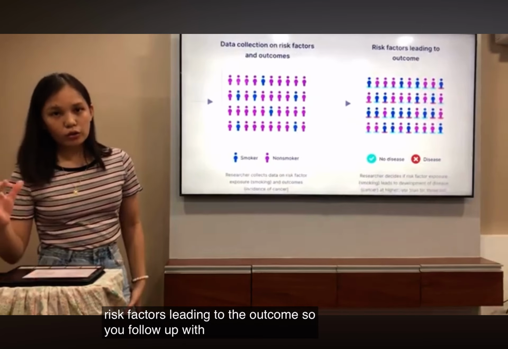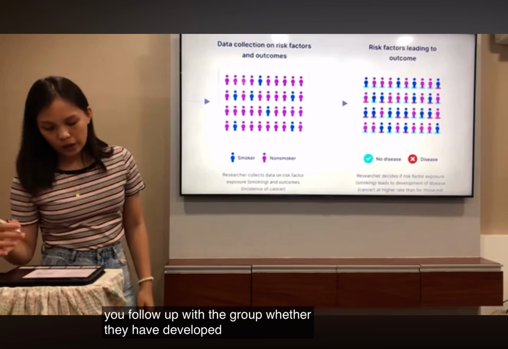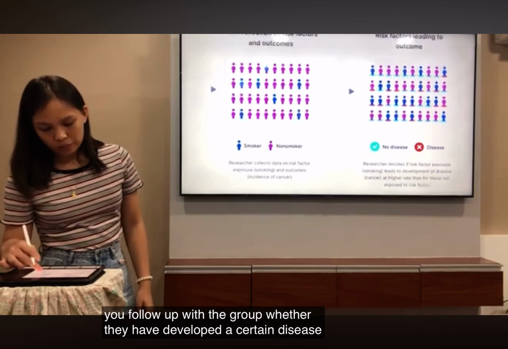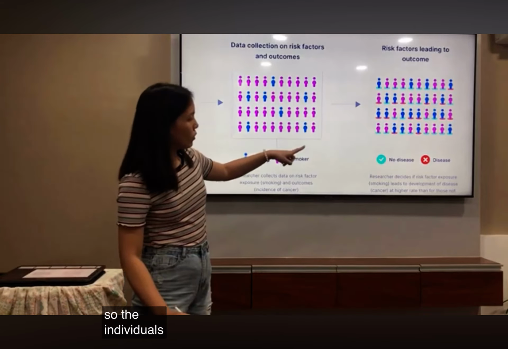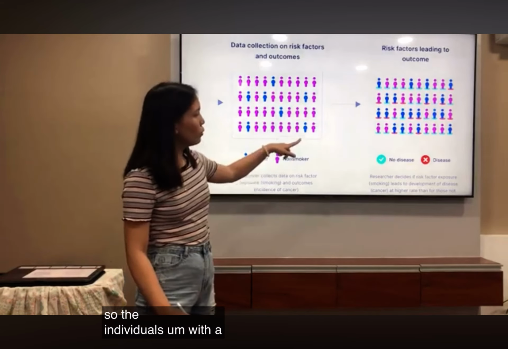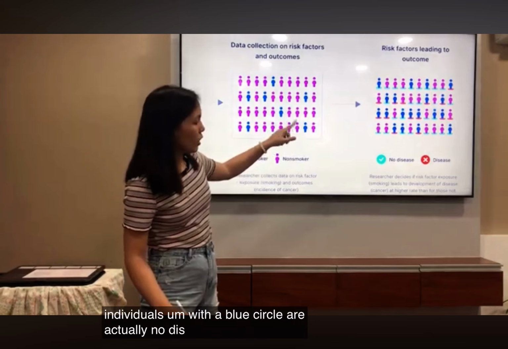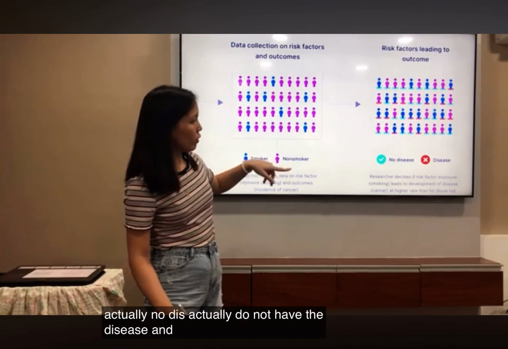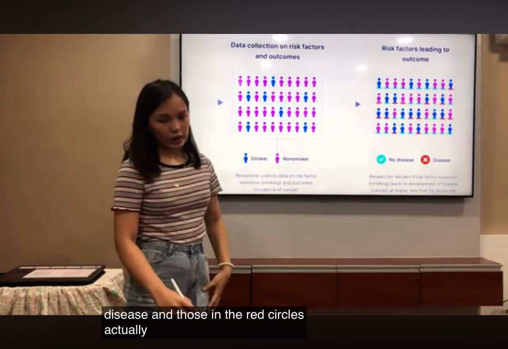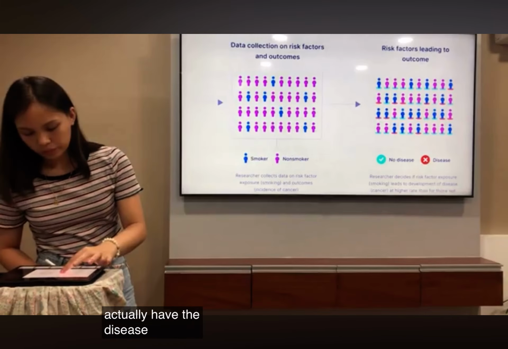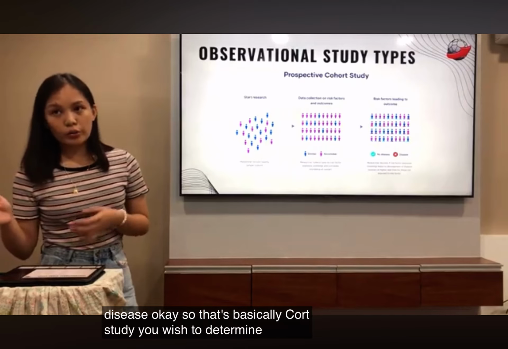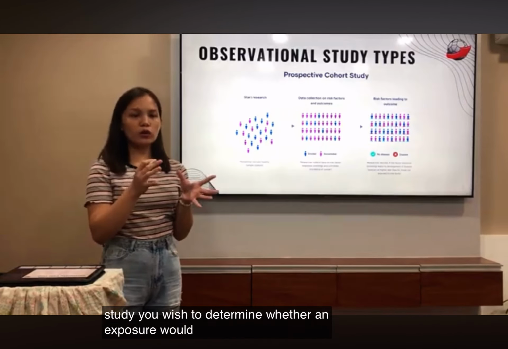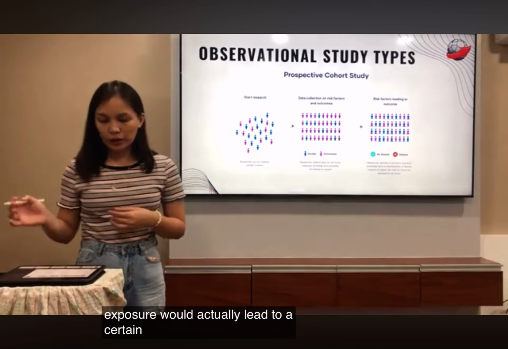So you follow up with the group whether they have developed a certain disease. So the individuals with a blue circle actually do not have the disease, and those in the red circles actually have the disease. Okay, so that's basically cohort study. You wish to determine whether an exposure would actually lead to a certain disease.